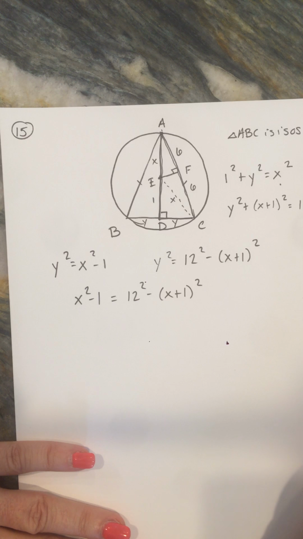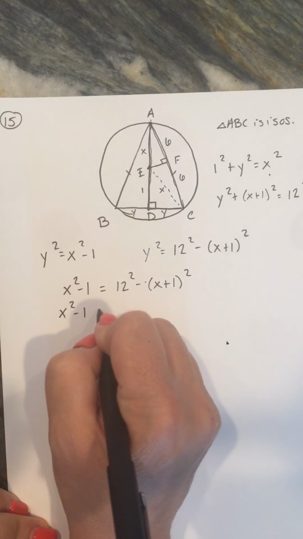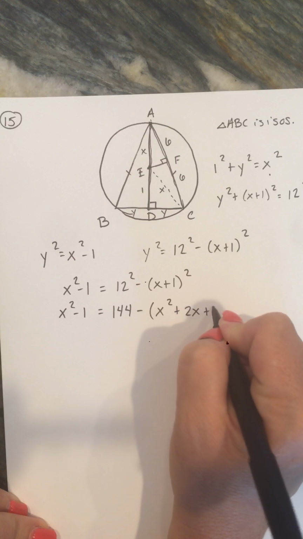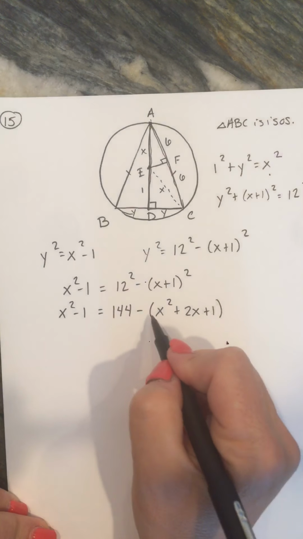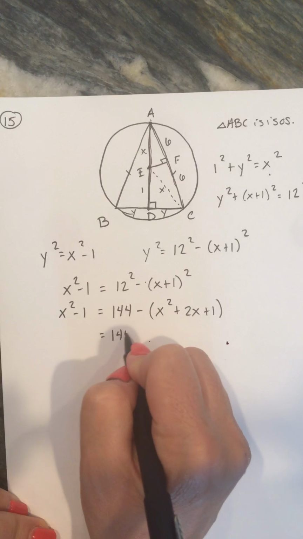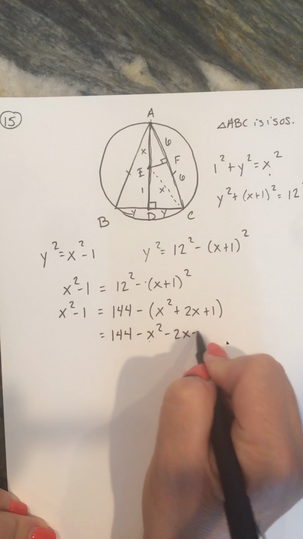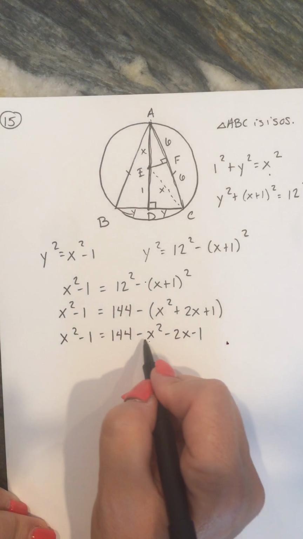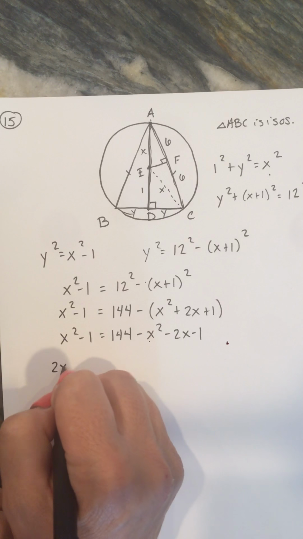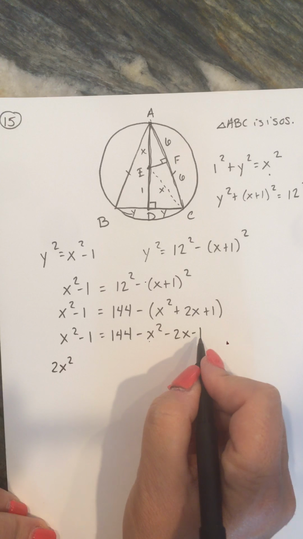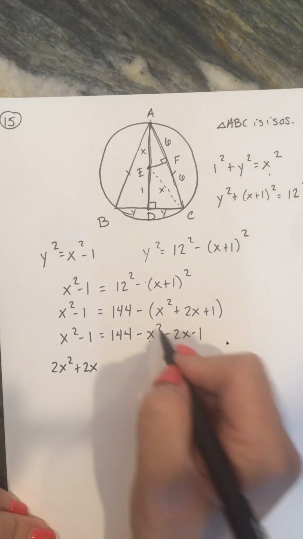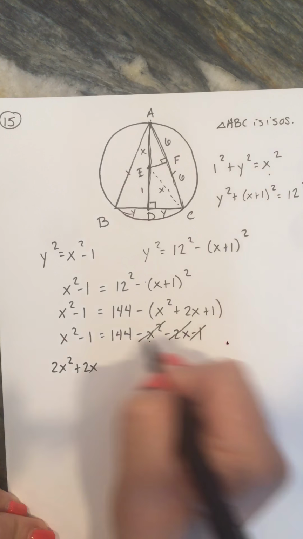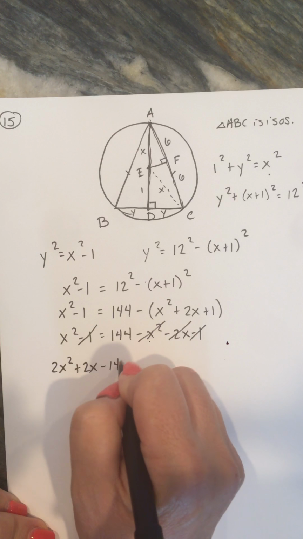All right, ready for algebra. Here we go. X squared minus 1 equals 144 minus, this will be x squared plus 2x plus 1, FOIL, don't forget to FOIL, and then distribute your negative sign. 144 minus x squared minus 2x minus 1. All right, let's set it all equal to 0. Add x squared to both sides, so I've got 2x squared. Add 2x to both sides. So that's gone and that's gone. Add 1 to both sides. That's going to be a 0. And then subtract 144.